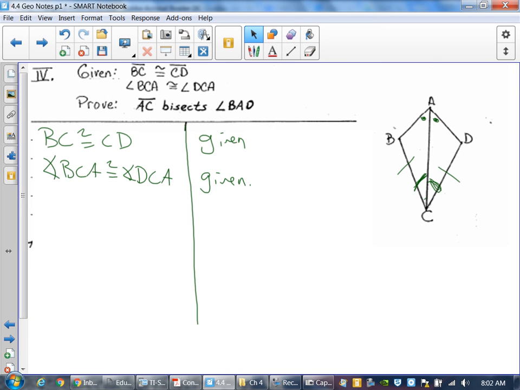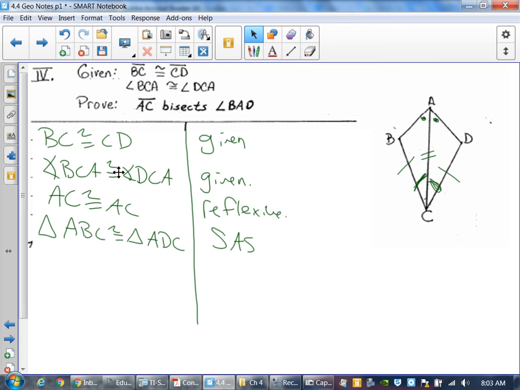So you've got a side and an angle. What else can you show? The other side, which side? The reflexive side. Excellent. So you write it. We have AC. Do you have triangles? Yes. By what? Good. So we have SAS. Triangle ABC is congruent to triangle ADC.